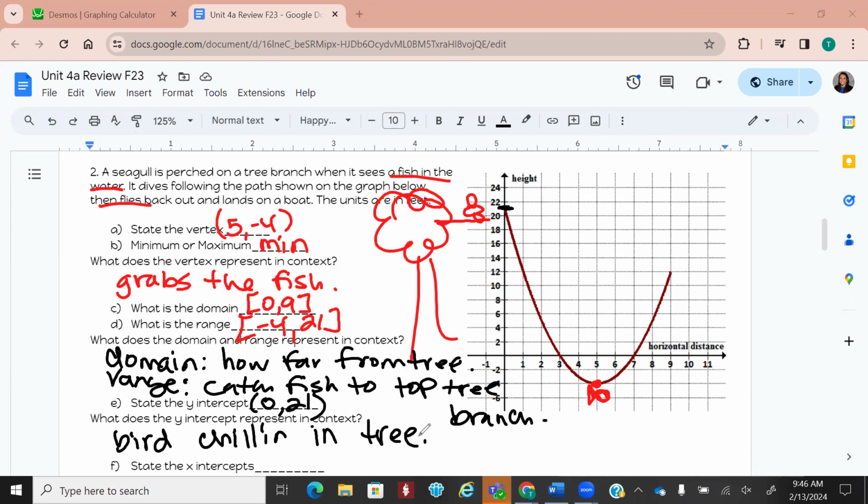Okay. And what are the x-intercepts? Where does it cross the x-axis? (3, 0) and (7, 0), right? And on the next page, it asks, what does that mean in context? So what does (3, 0) and (7, 0) represent? Enters and exits the water.